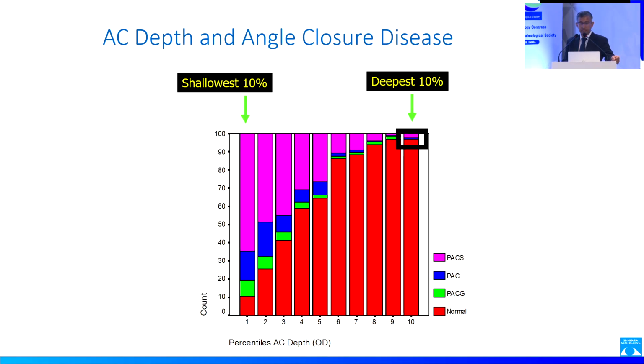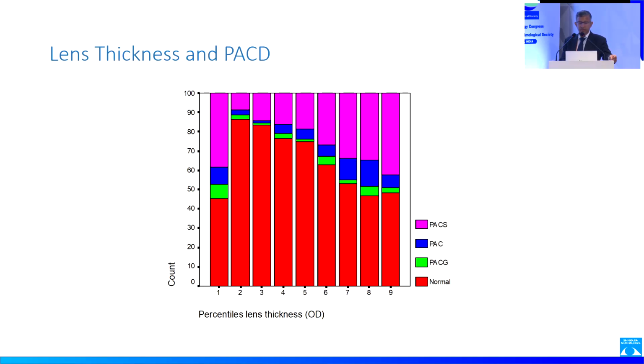When you look at anterior chamber depth, that becomes even more exaggerated. The shortest, narrowest, shallowest eyes had very, very high risk of angle closure disease, and the deepest much lower. But when you look at lens thickness, the whole thing gets a little wonky. The thickest lenses definitely had higher risk of angle closure, but that risk was distributed all over the place. And why is this?